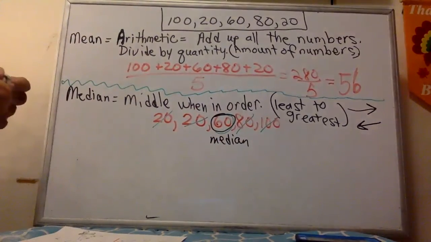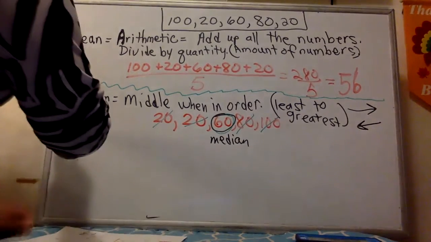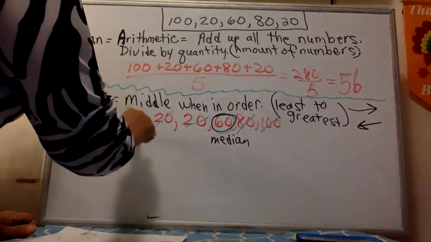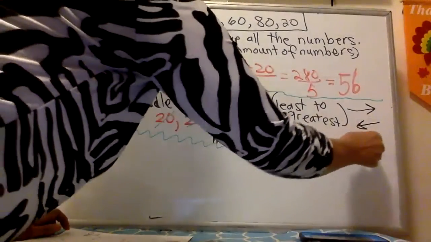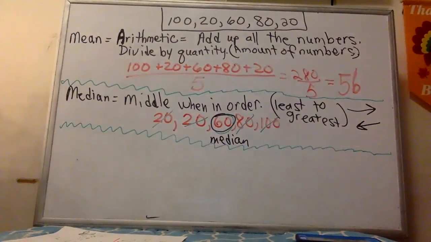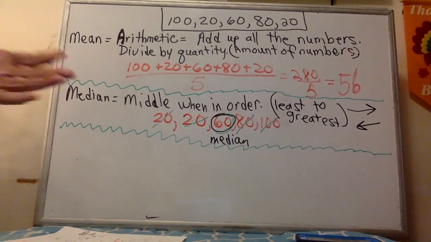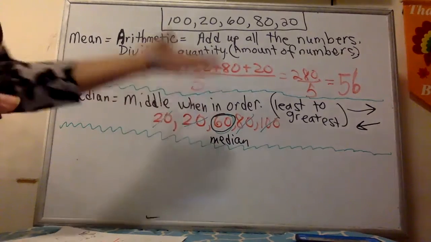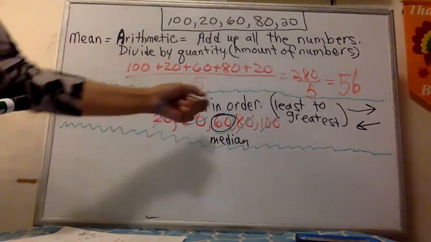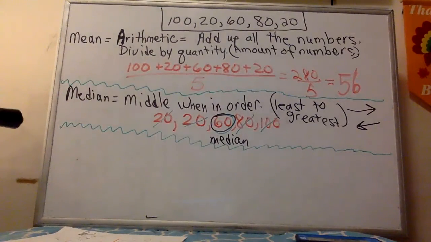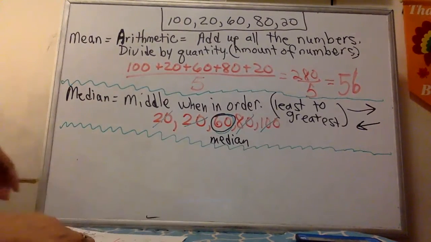Each of these measures are used specifically for different things, but the objective of today's lesson is just to learn the basics of what they mean and the basic way to do them. Now, if it turned out that you had 6 numbers or any even number of numbers instead of 5, you would get 2 in the middle, and then you would have to add them and divide by 2.